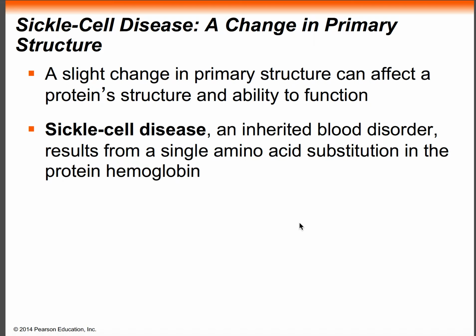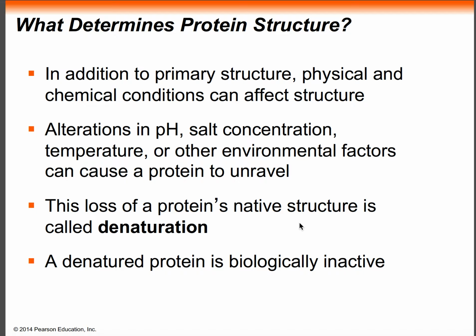All right, in addition to its primary structure, the physical and chemical conditions can affect the structure. So if you change the pH, if we make it more basic, by adding salt, increasing the temperature or lowering the temperature, it causes this protein to start unraveling. The term for this is denature. If you denature a protein, you're going to change its shape. If you change its shape, you're going to change its function. And it can become biologically inactive.